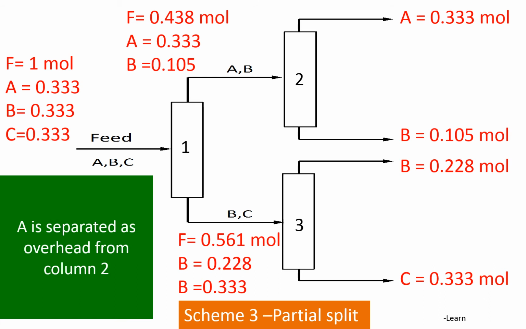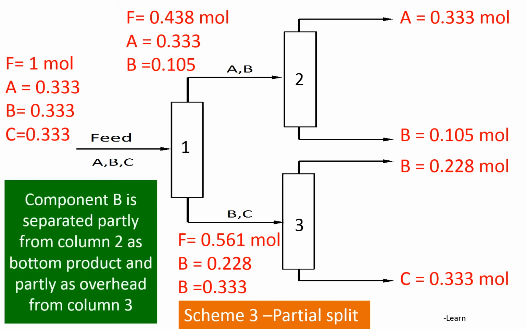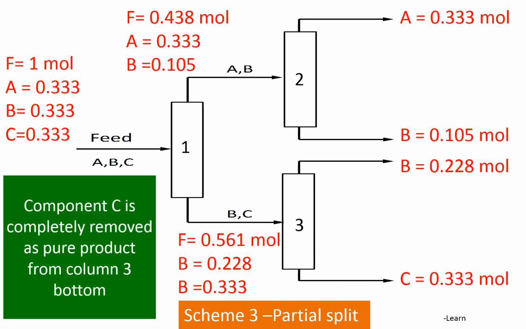A is separated as overhead from column 2. Component B is separated partly from column 2 as bottom product and partly as overhead from column 3. Component C is completely removed as pure product from column 3 bottom.